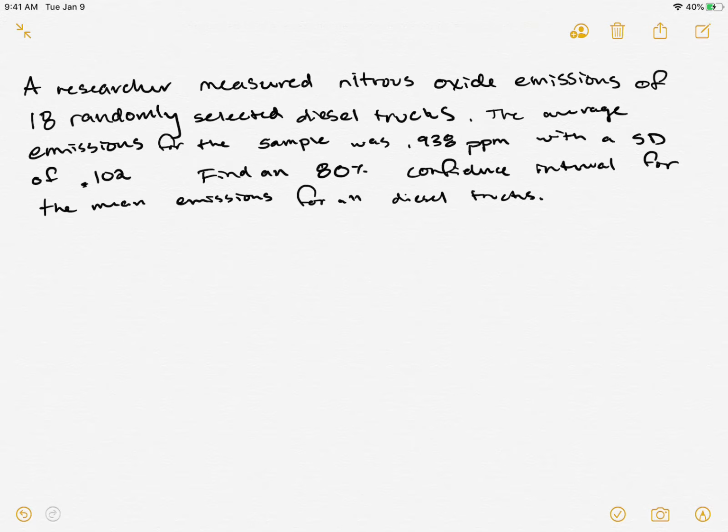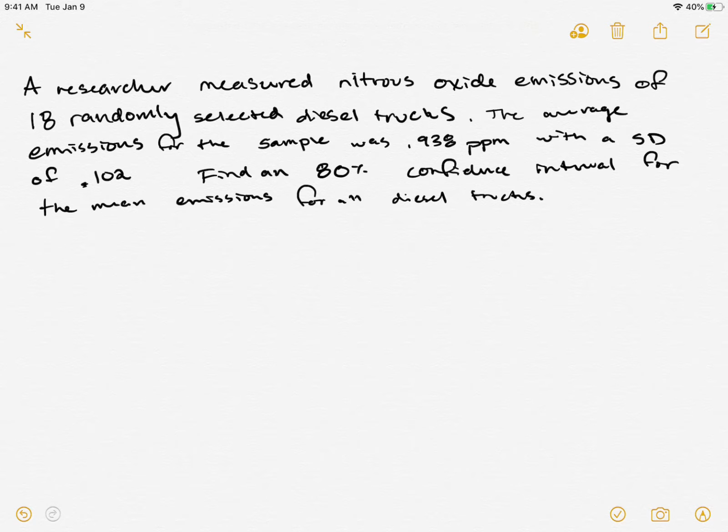This is a quick video on how to do a confidence interval using the t-distribution. Just to jump right in: a researcher measured nitrous oxide emissions of 18 randomly selected diesel trucks. The average emission for the sample was 0.938 ppm with a standard deviation of 0.102. We want to find an 80% confidence interval for the mean emissions for all diesel trucks, right? So we took a sample of 18. Let's write this stuff down.